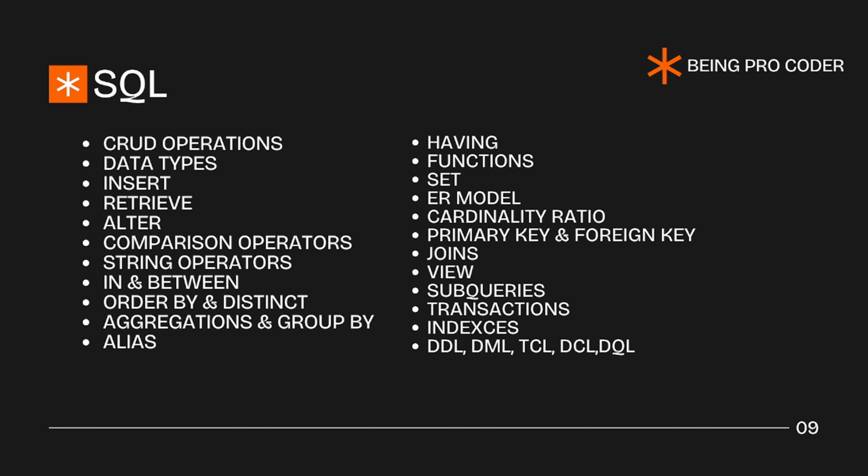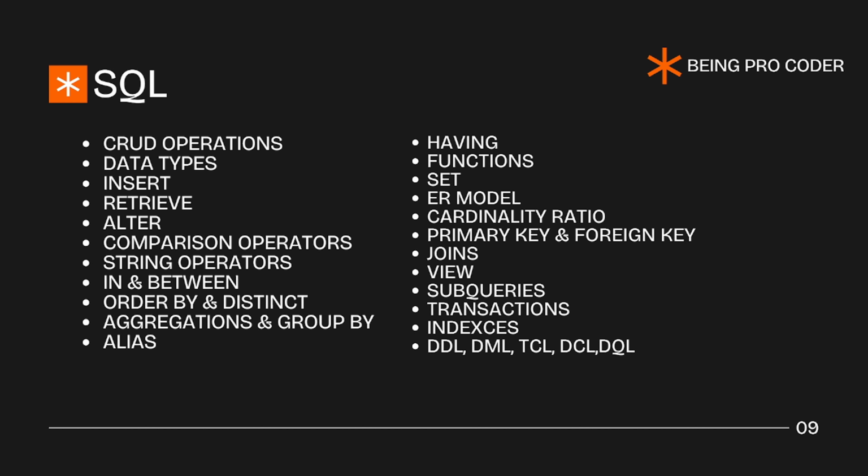ER model means a visual representation of database entities and relationships. Cardinality ratio defines the relationship between entities in terms of numbers: one to one, one to many, many to many, or many to one. Relationships can be handled inside the cardinality ratio. Primary key uniquely identifies the rows, and the foreign key establishes a relation between two tables.